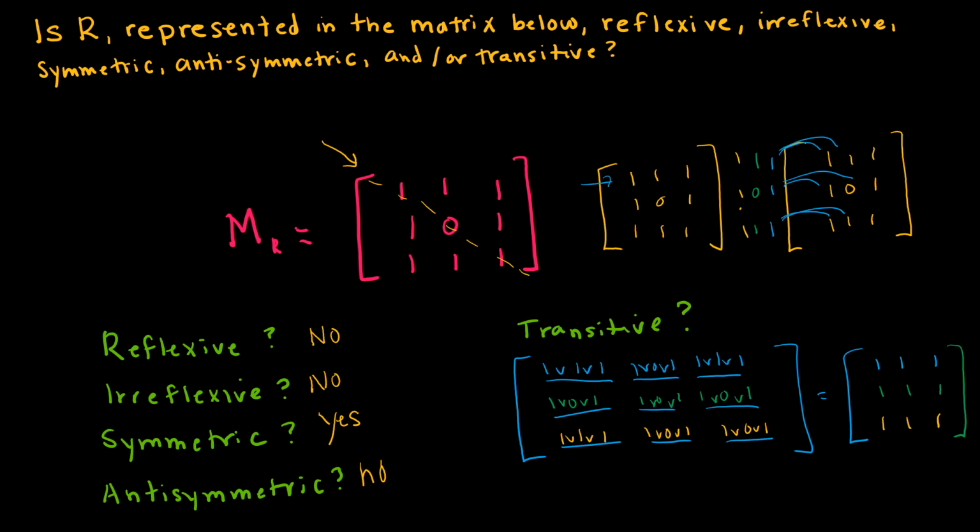Now remember, the test here is if I have a 1 in the product matrix, then I have to have had a 1 in the original matrix. And so if I look right here, I have a 1 in row 2, column 2, but in the original matrix I have a 0. And so this is not transitive. So they would have to be essentially the same matrix when I multiplied them to be transitive.